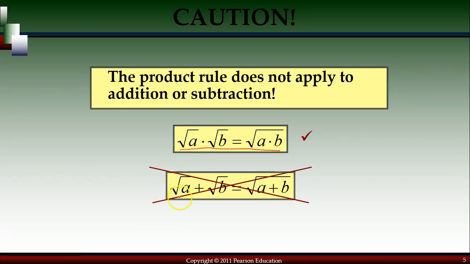But this right here, the square root of a plus the square root of b does not mean the same thing as the square root of a plus b. You can't do that because remember, when we add radicals together, they must be like radicals. And then whenever we put the like radicals together, we don't even add the terms that are on the inside of our radical.